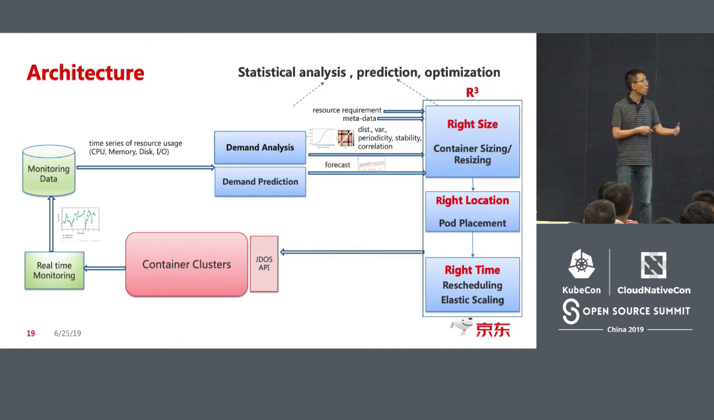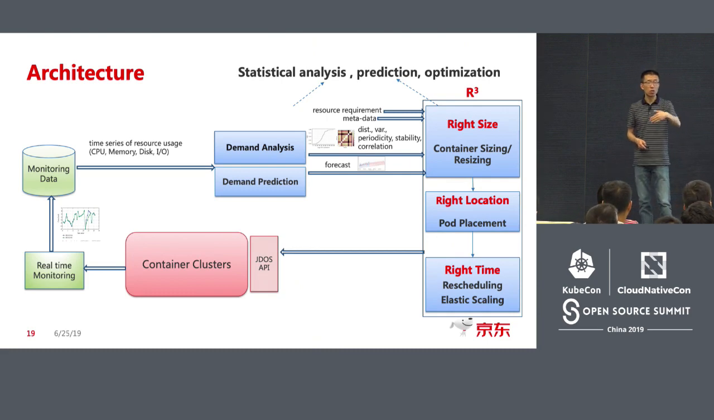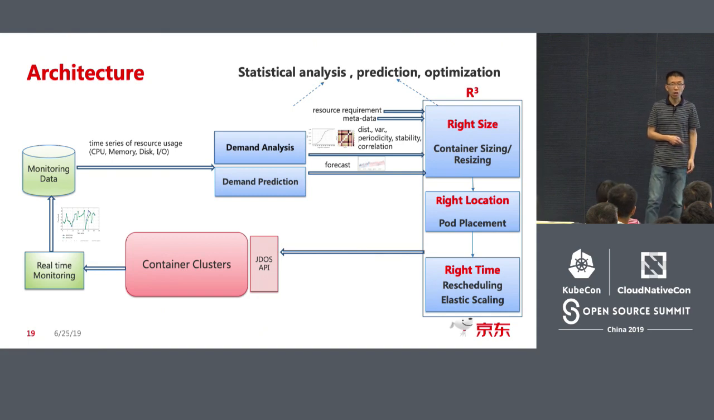periodicity, stability, and correlation, and then we will forecast, and then have decision making. So I think these are 3 RQ for the resource management. That means the first is right size. The sizing of the container, you need to have appropriate size, not too large, not too small.